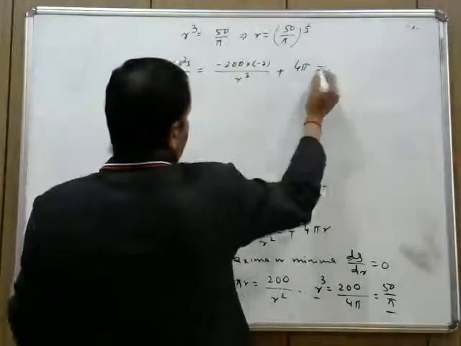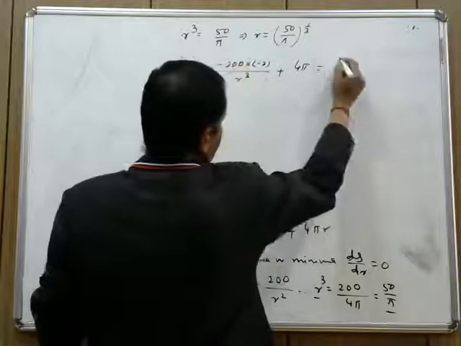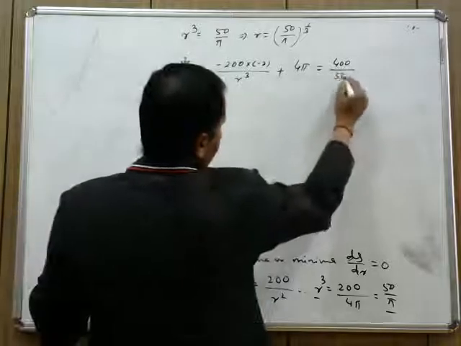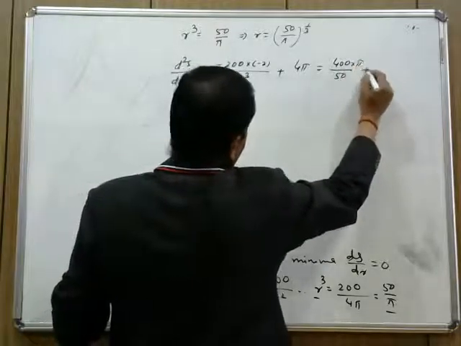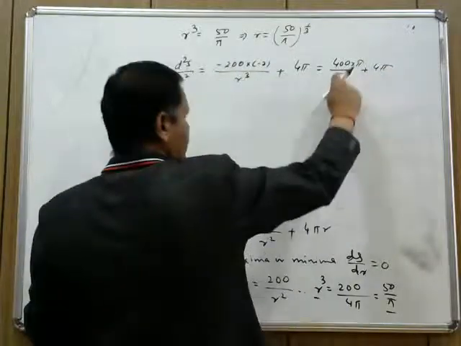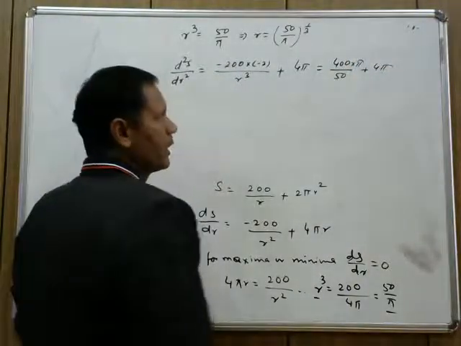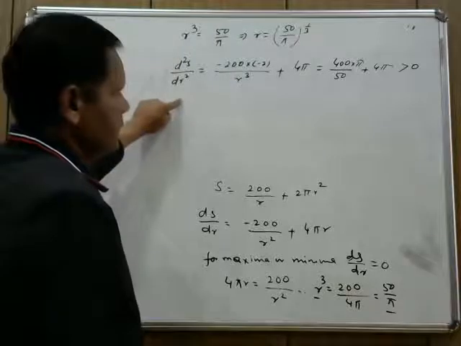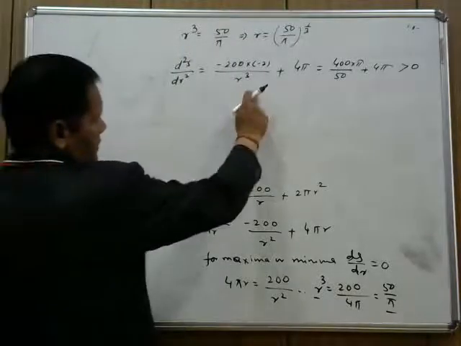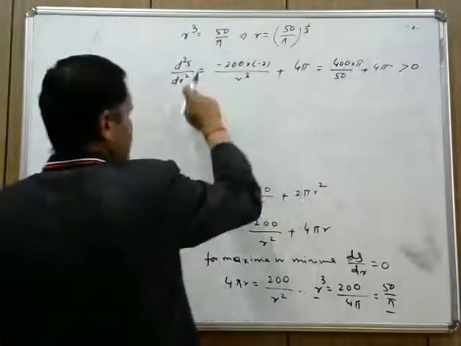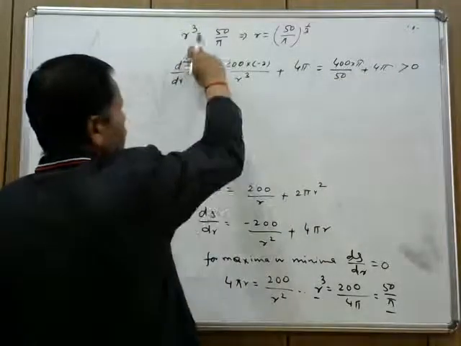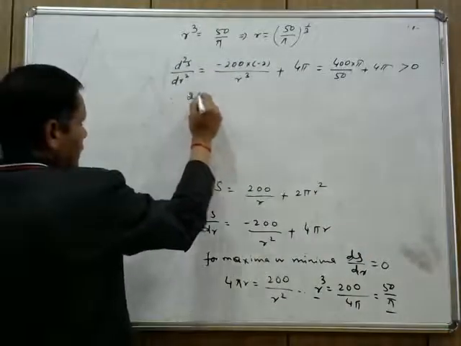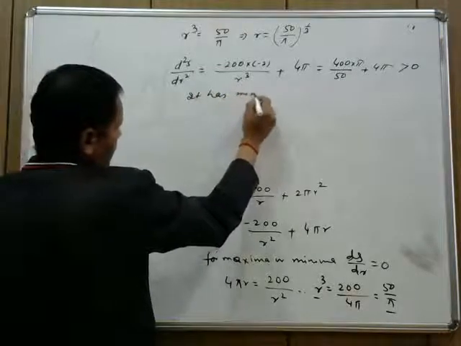Now this is equal to minus 200 into minus 2, 400 upon the value of r cube, which is 50 upon pi, plus 4 pi. Now this is 8 pi plus 4 pi, 12 pi, which is greater than 0. See now, d square s by dr square, I have to find out at r cube is equal to 50 upon pi, and that is greater than 0. Therefore, it has minimum surface area.